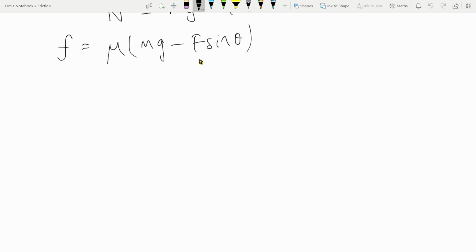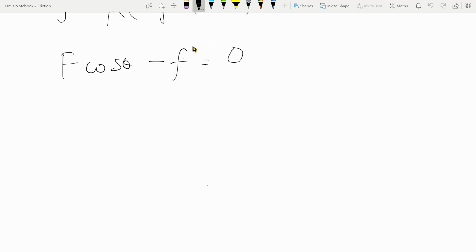So we can write this to be F cos theta minus f is equal to 0, because we're looking at the case in which the body just starts to move. So we can basically consider the acceleration to be 0 at that point. Right, so this can further be written as F cos theta is equal to mu into (mg minus F sine theta).